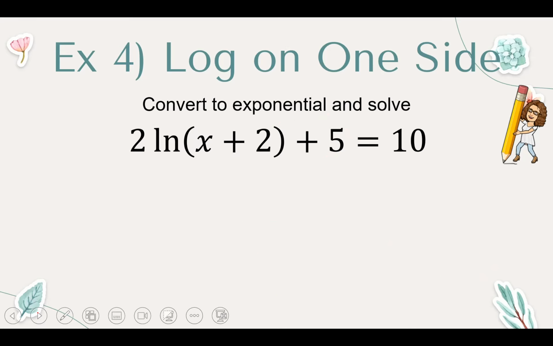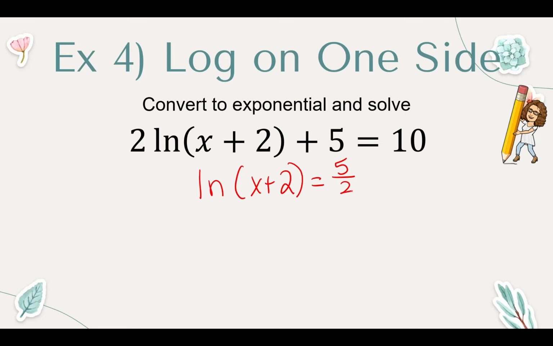Same thing with a natural log. I'm going to subtract 5, divide by 2. So I'll have ln of x plus 2 equals 5 halves. Kind of disgusting there, but nevertheless. So I'm stuck in log form again, right? So that means I need to find my base of an ln, which remember is just e, which was like 2.72, something like that. Now I'm going to convert to exponential. So I'm going to get e to the 5 halves equals x plus 2.